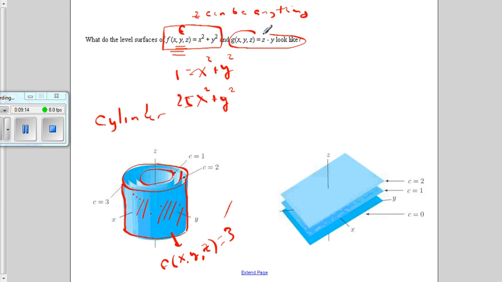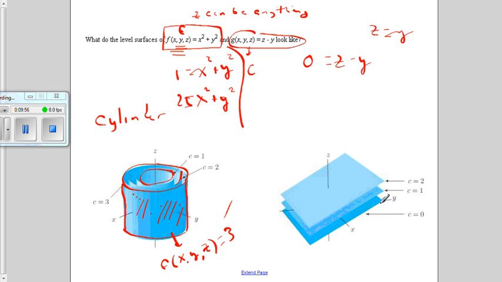Looking at this next one, I've got g of x, y, z equals z minus y. What does this look like? Well, again, we could set my dependent variable to a bunch of different values of c. So we could say like 0 equals z minus y. And if we rewrote that, we'd get z equals y. So this defines a plane, and we looked at planes in the last video. So that's this plane right here.